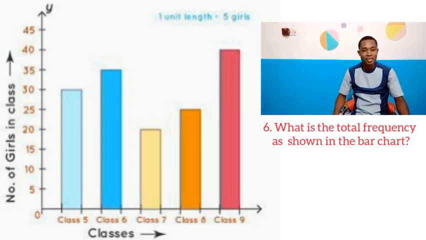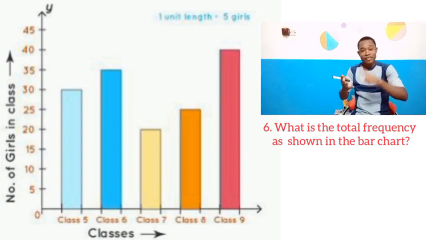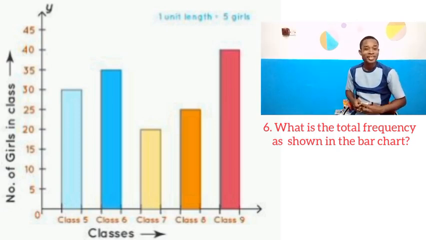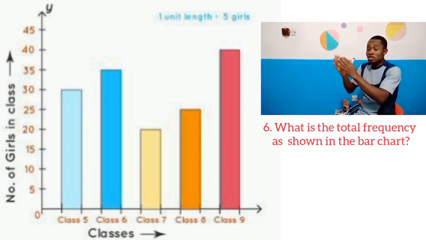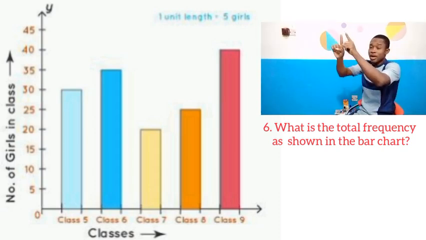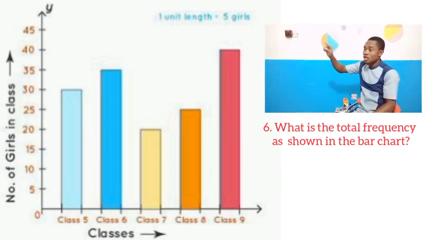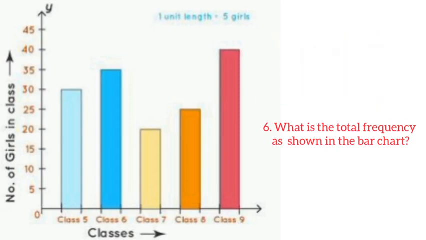It is the same as somebody asking you to get the total number of girls in the classes mentioned here. That is class 5, class 6, class 7, class 8, and class 9. Get total frequency is the same as get the total number of girls from class 5 to class 9. So are you ready for that? To answer the question, we will visit our bar chart again. Then, we will go to each of the classes, check the rectangular bar, the height. From the height, we will take it to the vertical line.